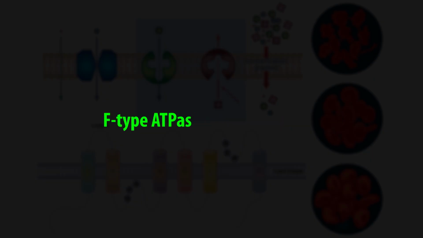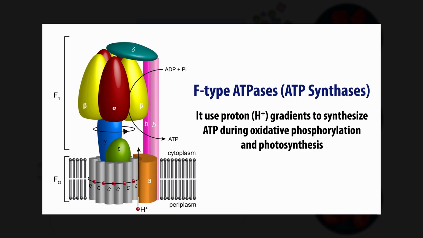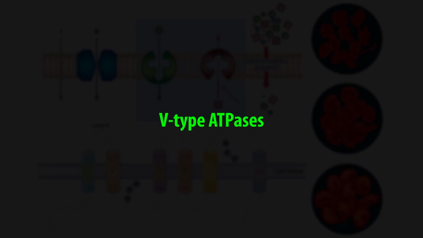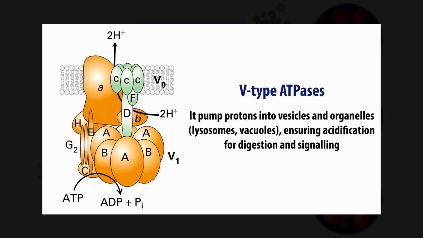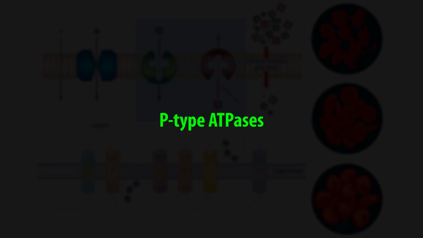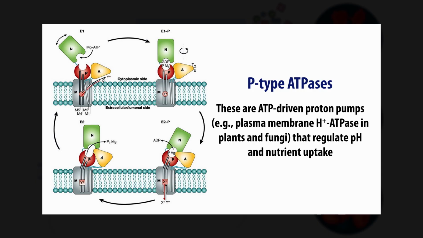The first type is the F-type ATPase, or the ATP synthase. It uses proton gradients to synthesize ATP during oxidative phosphorylation and photosynthesis. The second one are the V-type ATPases. It pumps protons into vesicles and organelles like lysosomes or vacuoles, ensuring acidification for digestion and signaling. The third one are the P-type ATPases. These are ATP-driven proton pumps, for example, plasma membrane hydrogen ATPases in plants and fungi that regulate pH and nutrient uptake.